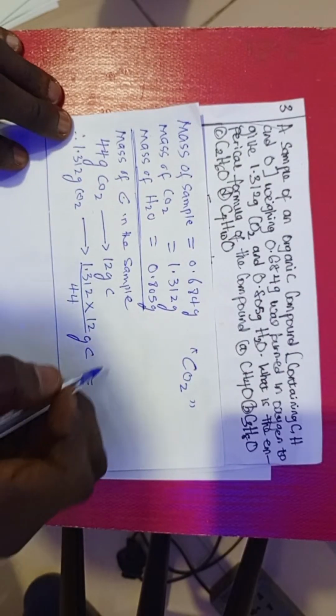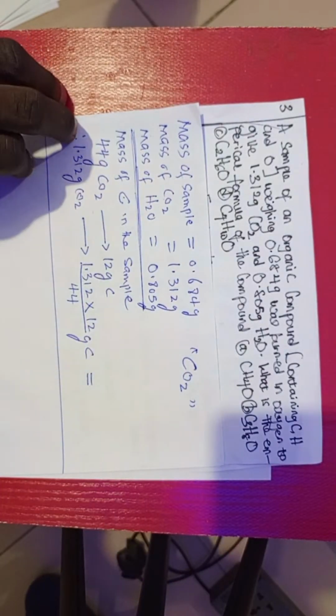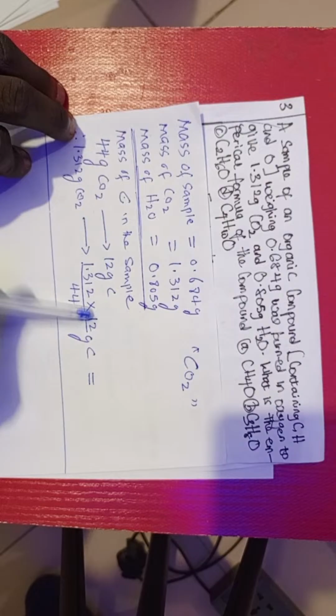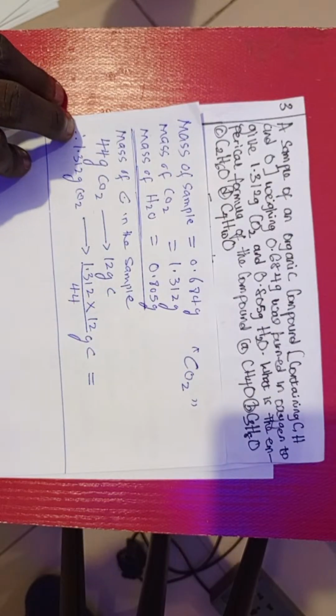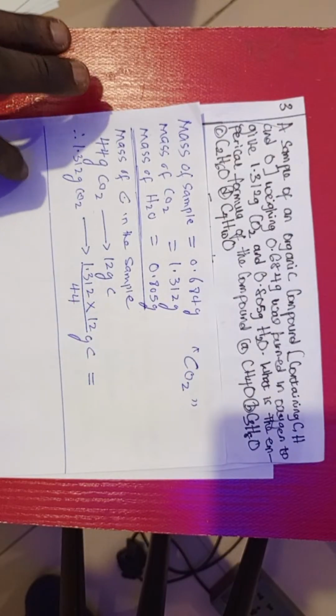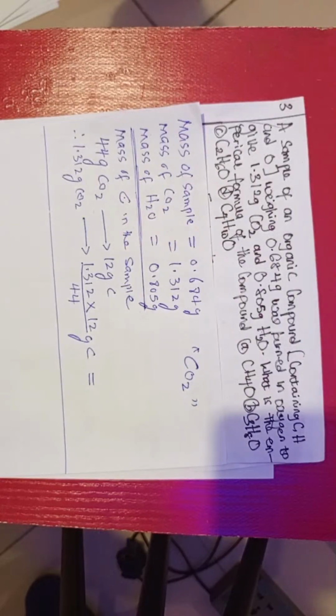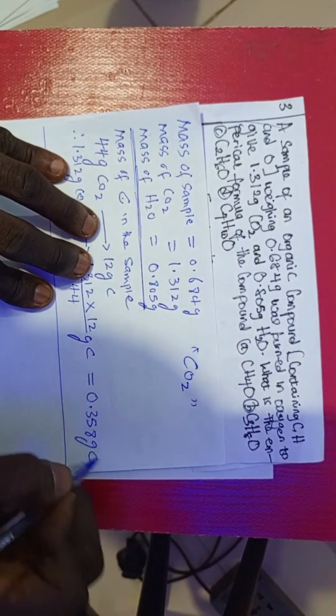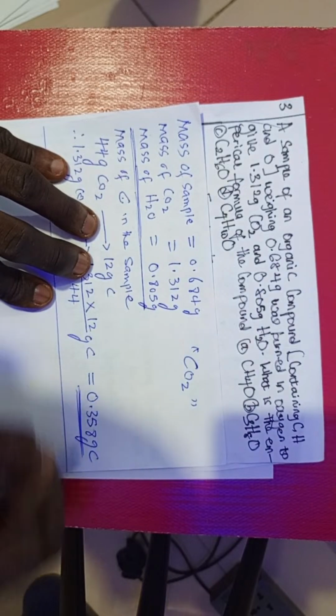So that will give us what? Let's punch that and have the answer in the options. What is the answer to this calculation, 1.312 times 12 divided by 44? What are we going to get from there? 0.358. I love that. Beautiful. 0.358 grams of carbon. So this is the amount of carbon in the sample.